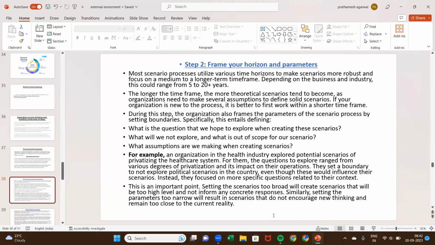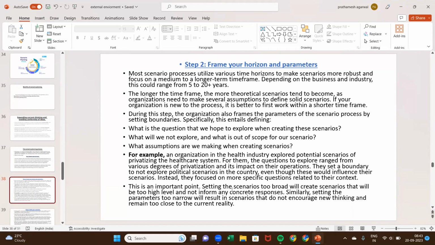During this step, the organization also frames the parameters of the scenario process by setting boundaries. Specifically, this entails defining what is the question that we hope to explore, right? When we are creating a scenario, what is the question you would like to be answered? Why are you creating the scenarios? And what will we not explore, right?